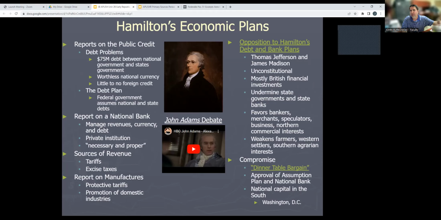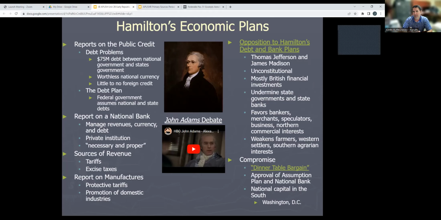Can the federal government do that? Are there any concerns with it? This is where Jefferson showed up. Thomas Jefferson and James Madison. James Madison becomes Thomas Jefferson's protege. Yes, that same James Madison that was the co-author of the Federalist Papers. He is going to start leaning more toward Jefferson's camp.